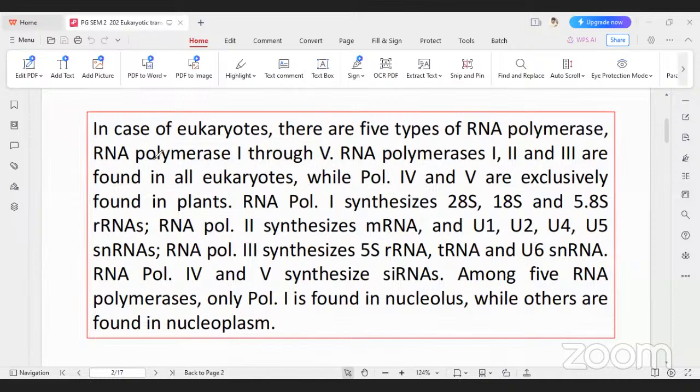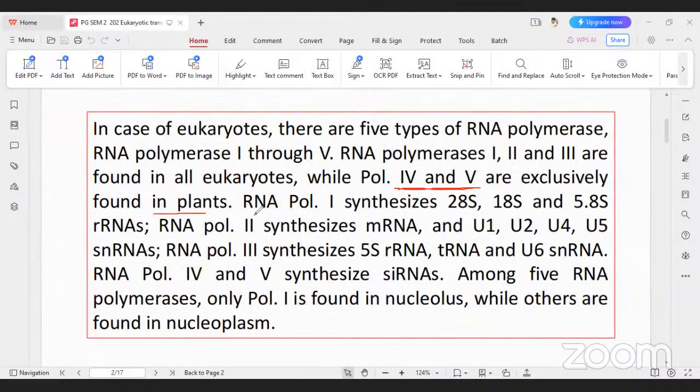So first, the requirements in transcription. The major requirement for the transcription process is the RNA polymerase enzyme. Already told you, in prokaryotes only one type of RNA polymerase, and in eukaryotes 5 different types. Let's discuss one by one. Types 1 to 3 are present in all eukaryotes, while 4 and 5 are exclusively found in plants.